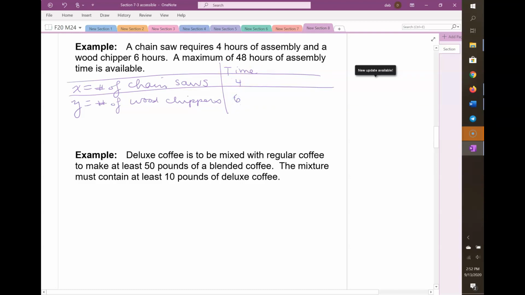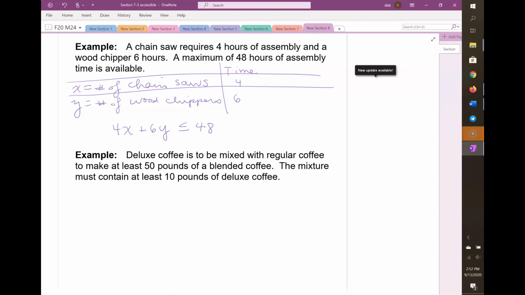So hopefully you're starting to see the pattern that 4x plus 6y is the total amount of time it will take to put together all of those machines, and that has to be a maximum of 48. So maximum, less than or equal to, no more than, all of those translate into the same inequality.